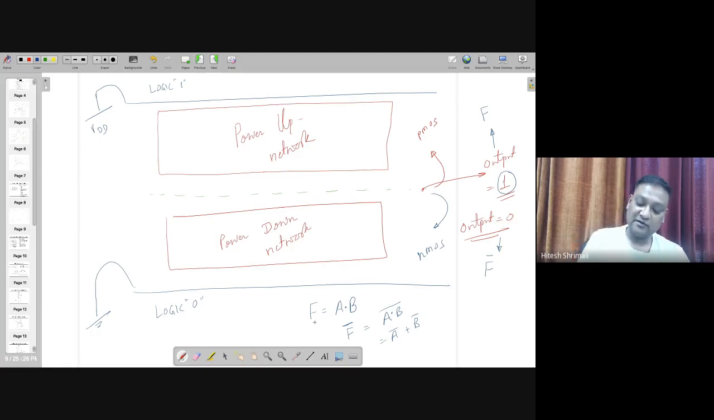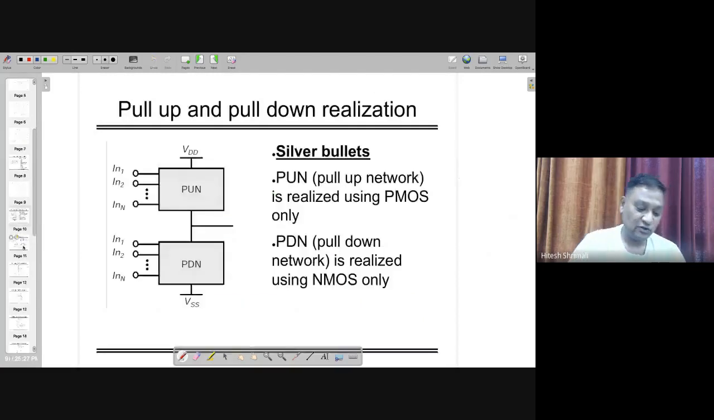So the F function is going to be implemented by the power up network, and the power up network is going to be made up of PMOS. Similarly, F bar is going to be implemented by the power down network, made with NMOS transistors. Let's use this information and try to draw the power up and power down network. As I have explained, you have a power up network, made up of PMOSs, and a power down network, with NMOS transistors. This is connected to VDD, this is connected to VSS or ground, and this is the output.